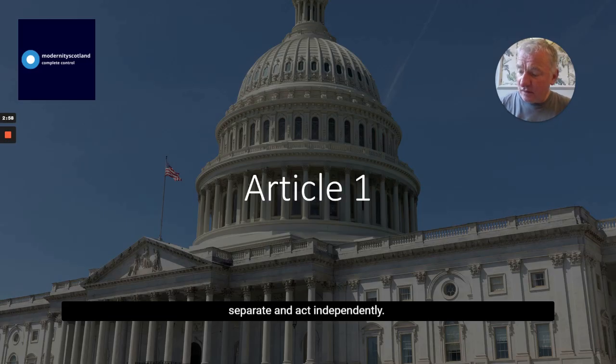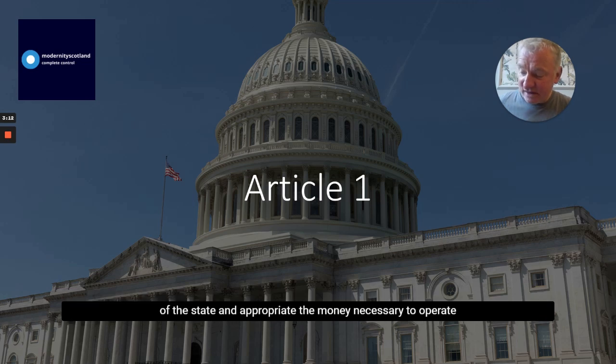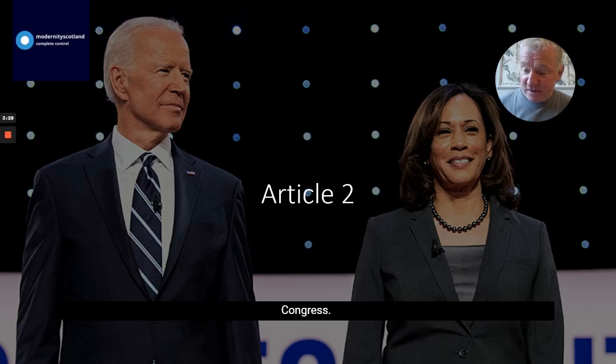Article 1 of the American Constitution spells out the powers of Congress, the legislative branch. The legislative branch is responsible for enacting the laws of the state and appropriating the money necessary to operate the government. Article 2 spells out the powers of the US President, called the executive branch. The executive branch is responsible for implementing and administering the public policy enacted and funded by the legislative branch, Congress.